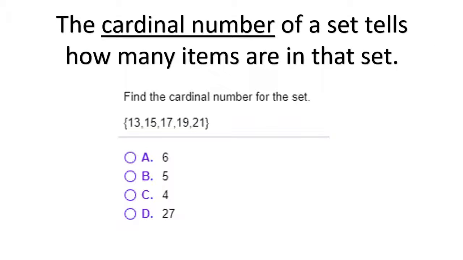Now the cardinal number of a set tells us how many items are in that set. Look at this example. Let's find the cardinal number. The cardinal number will be how many items. So let's count the items. That's my first number, my second number, my third number, my fourth number, my fifth number. There are 5 items which happen to be numbers in this set. So the cardinal number would be answer choice B, 5 items.